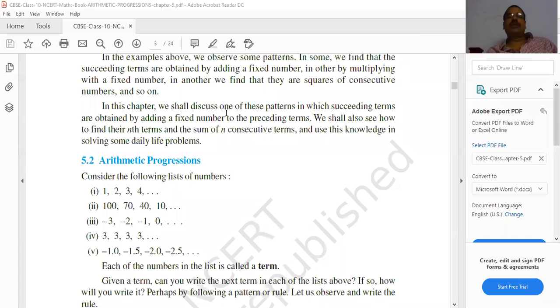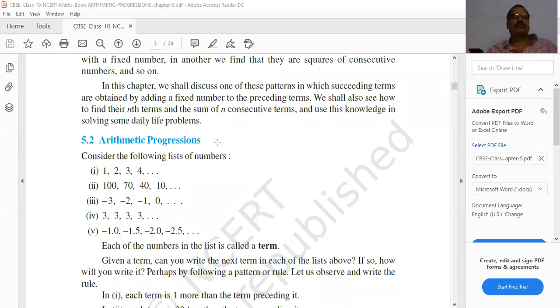We shall discuss one of these patterns in which succeeding terms are obtained by adding a fixed number to the preceding terms. We shall also see how to find their nth term and the sum of n consecutive terms, and use this knowledge in solving some daily life problems. So here we will know the nth term formula, the sum of n terms formula, and then daily life situation problems we can also solve.